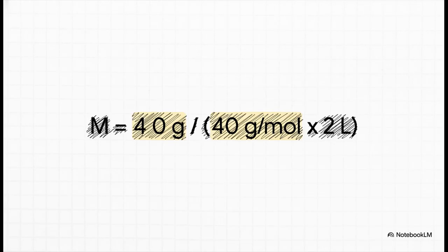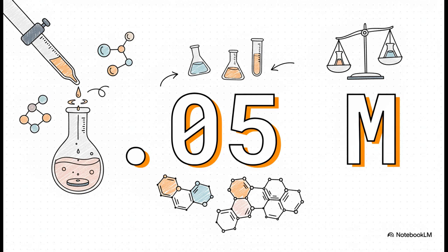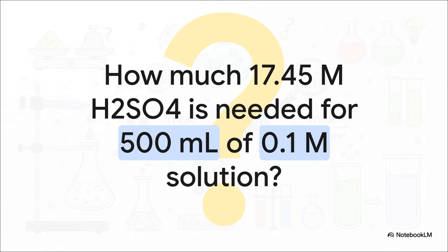Our weight is 4.0 grams. We're going to divide that by the molecular weight, which is 40 grams per mole, multiplied by our volume, which is 2 liters. All that's left is a little bit of arithmetic. And when you do the math, 4 divided by 80, you get 0.05 molar. And just like that, we've done it. We took a weight and a volume, and we figured out the exact molecular concentration of a solution we can't see into. Pretty cool.